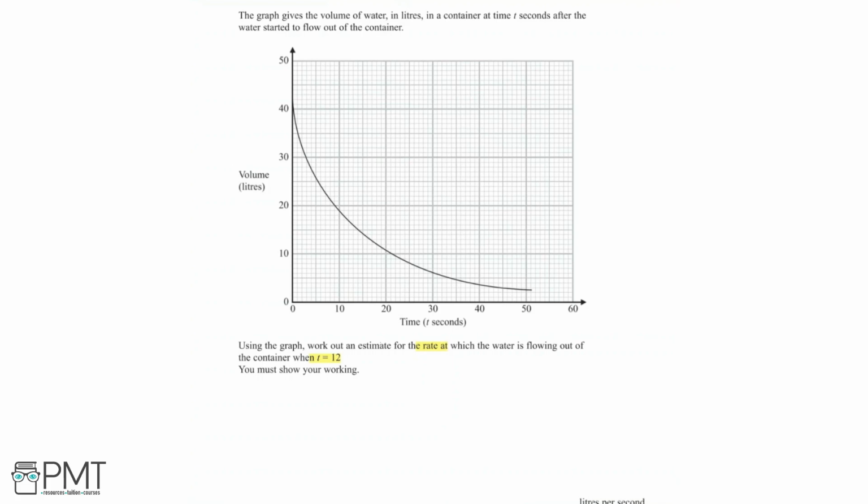Now the first thing that we can always say is that when we have a graph with time on the x-axis, the rate is always equal to the gradient of the graph. This graph is a curve, and so when we want to find the gradient of a curve, we need to draw a tangent.